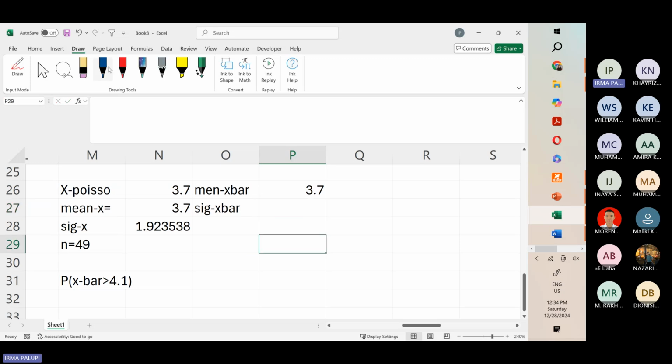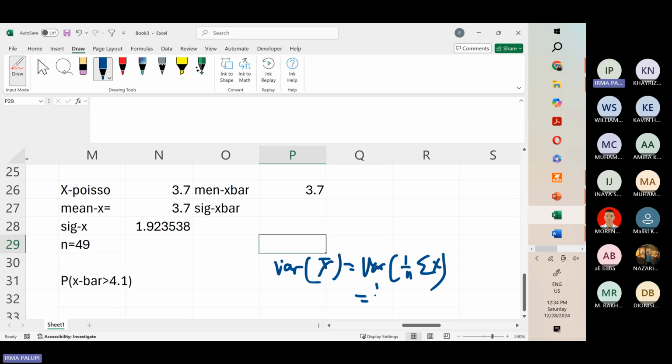Let's break it down a little bit. Variance of X bar, variance of 1 per n sigma. So it equals to 1 over n squared sigma variance. Since identical distribution, it equals to 1 over n squared dikalikan dengan n variance X. So we have variance X bar equal to variance X dibagi n.